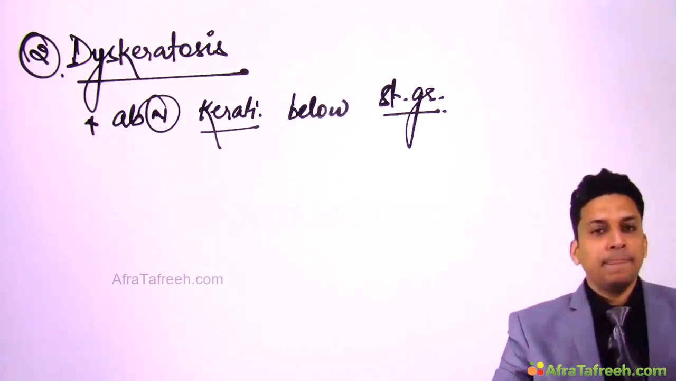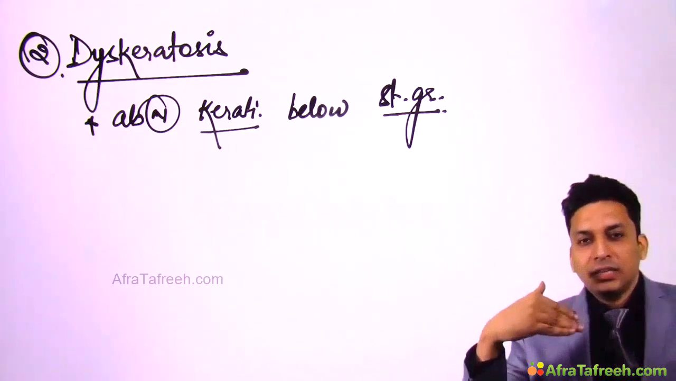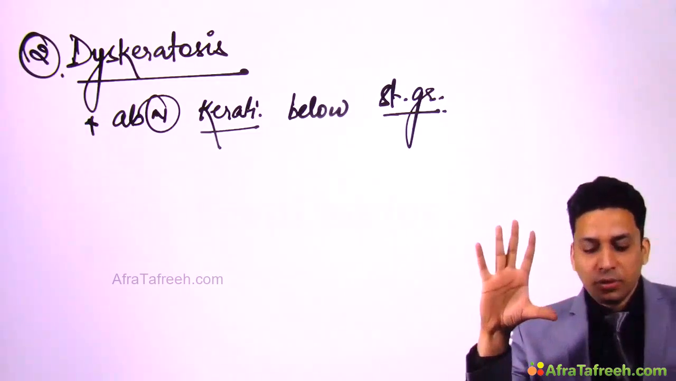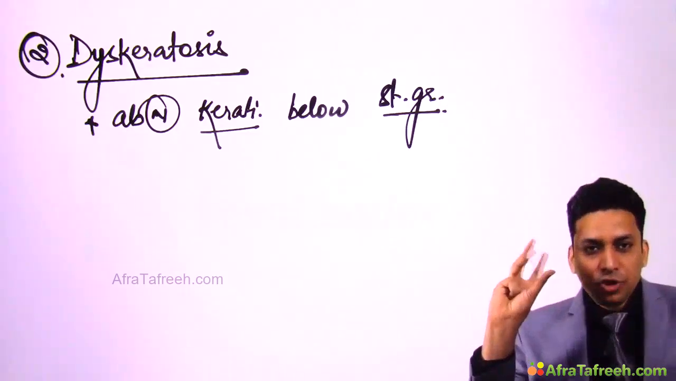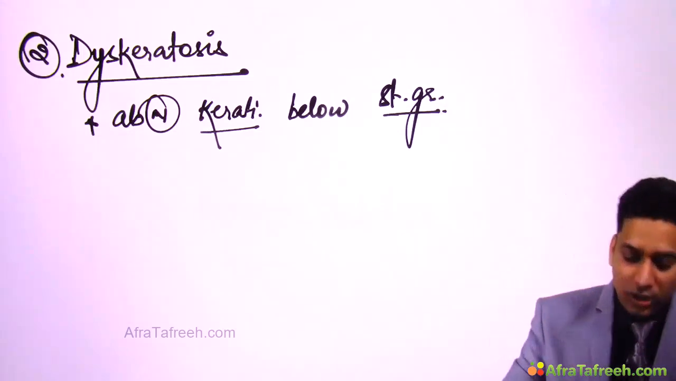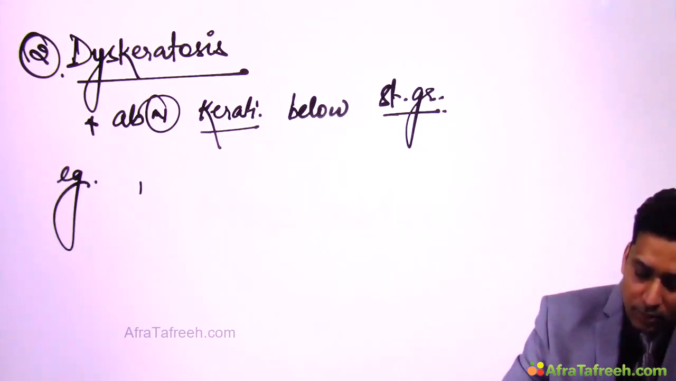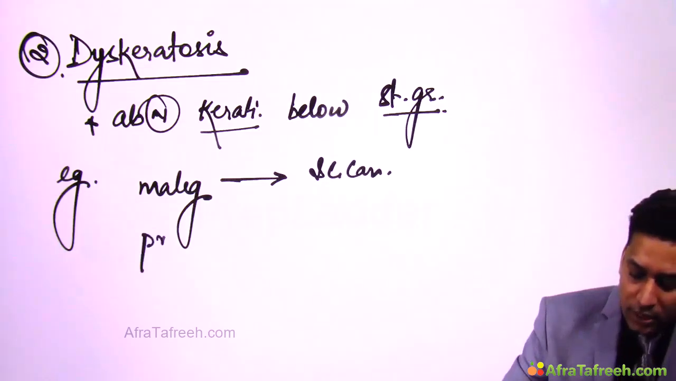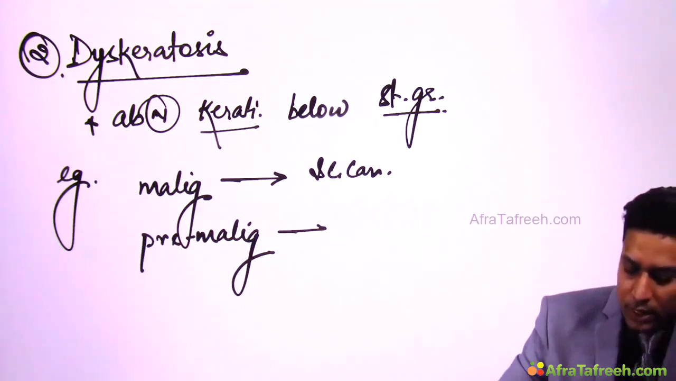Okay. So normally the keratinocytes are moving upwards and they are sloughing off. This is a normal keratinization process, but if there is some change or some abnormality, that is known as dyskeratosis. Okay, this is generally seen in malignant conditions. So examples are squamous cell carcinoma. It can be seen in pre-malignant conditions like Bowen's disease.